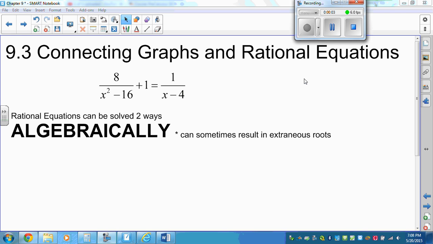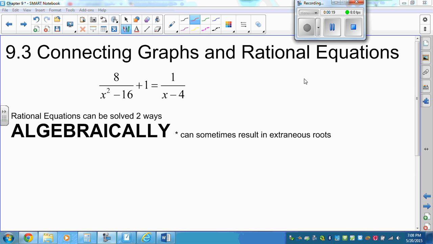9.3, connecting graphs and rational equations. So here we have a rational equation, and there's two different ways that we can solve this. First, we're going to talk about algebraically, and then we're going to look at graphically.